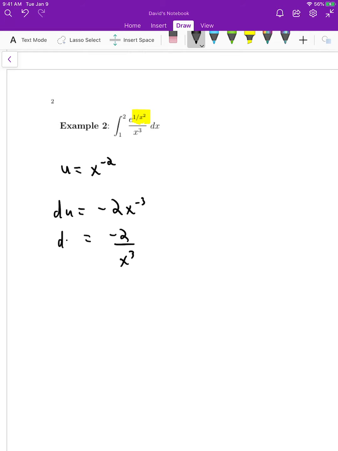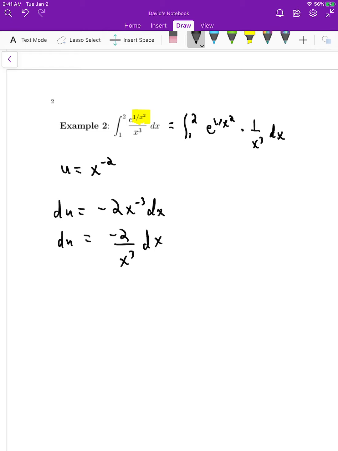So that's what du is. Sorry, I forgot my dx here. Okay, and so notice this integral, I could rewrite it like this: integral from 1 to 2, e to the 1 over x squared times 1 over x cubed. So there's your multiplication of a derivative.